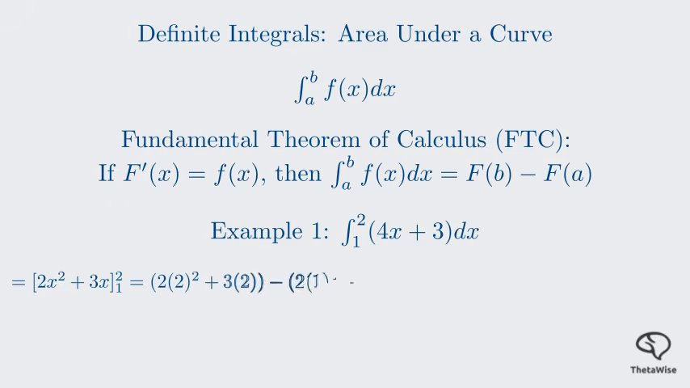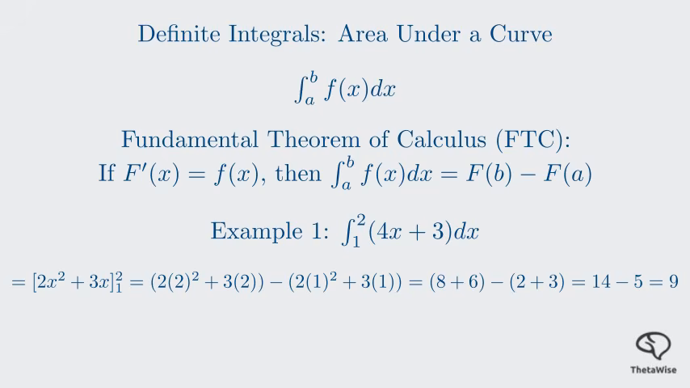Now we plug in 2 for x and subtract the result of plugging in 1 for x. That's 2 times 2 squared plus 3 times 2, minus the quantity 2 times 1 squared plus 3 times 1. This evaluates to 14 minus 5, which is 9. The area under the curve y equals 4x plus 3 from x equals 1 to x equals 2 is 9 square units.